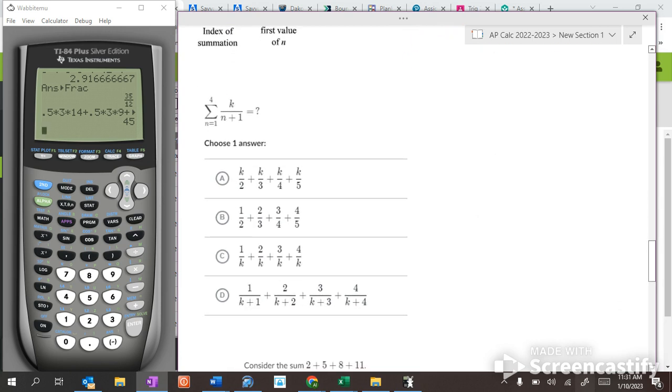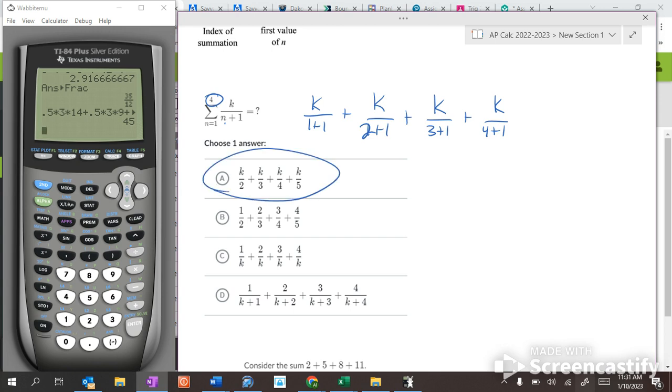So if n equals 1, so it'd be k over 1 plus 1 plus k over 2 plus 1 plus k over 3 plus 1 plus k over 4 plus 1. Once you hit this number, you stop. Okay? So which one would be the appropriate answer for this? It would be A.